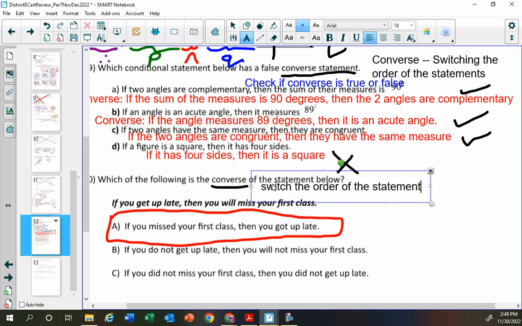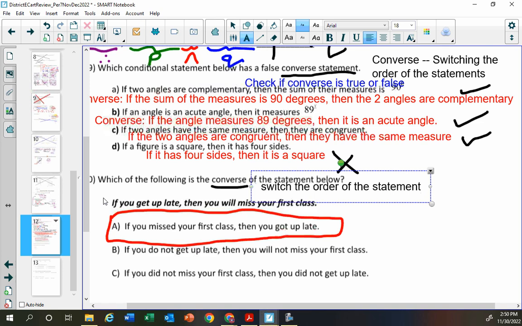I think what you said, if you did not get up late, then you will not miss your first class, was the inverse. That middle one was the inverse, and that last one was the contrapositive. But the converse is all we're worried about.